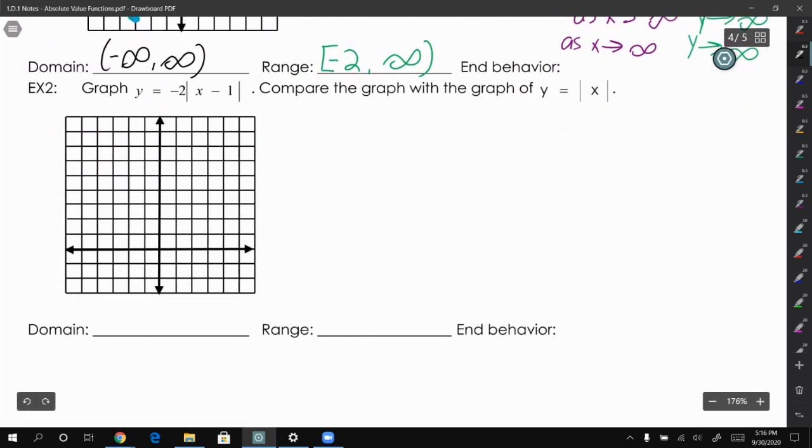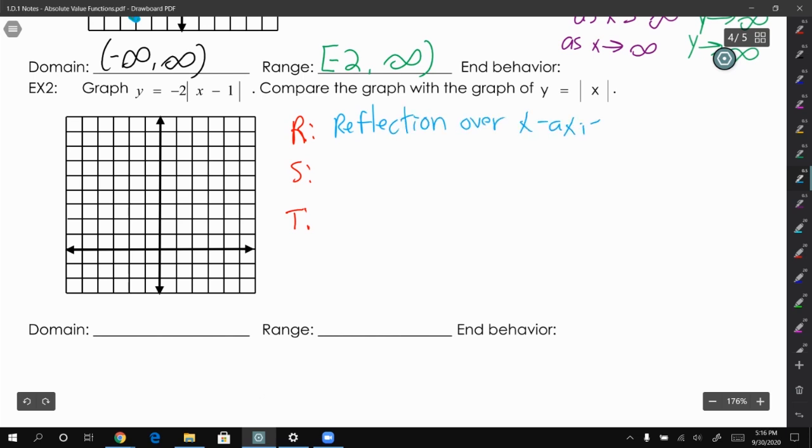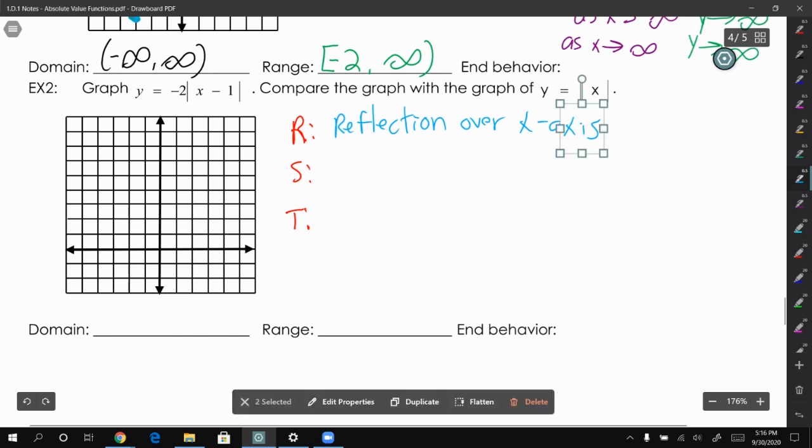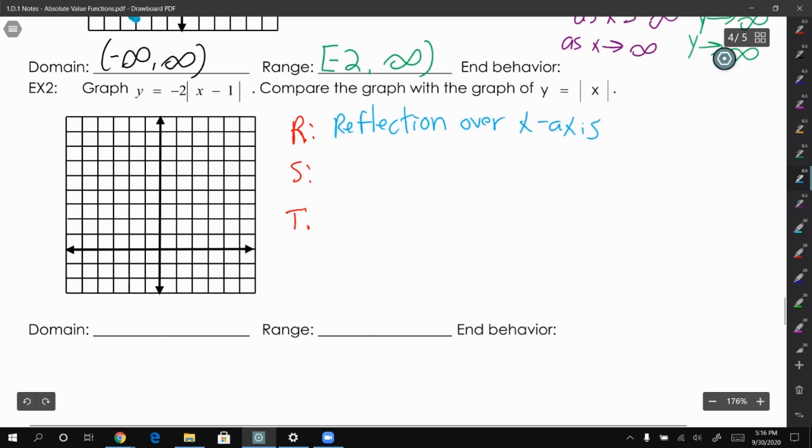Let's look at this example. We're going to do the same thing. R, S, T. Reflection, we have a negative in front. So yes, there is reflection. We'll write reflection over the x-axis. The reflection will always be over the x-axis for what we're doing here. I'm just writing it because in case you see it somewhere else in a different class, you'll know that it's a reflection over the x-axis.